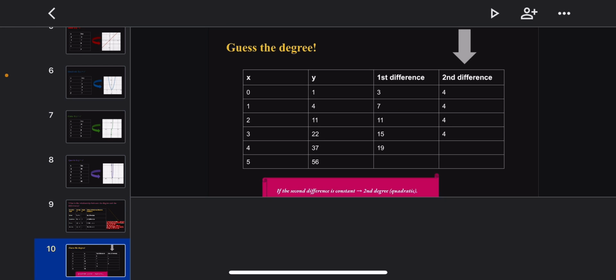So what do differences mean? Notice this table. Guess the degree. This table shows that the second differences are constant. So this is a quadratic function. So the relationship is that when the differences are constant, you will know what type of polynomial function it is.